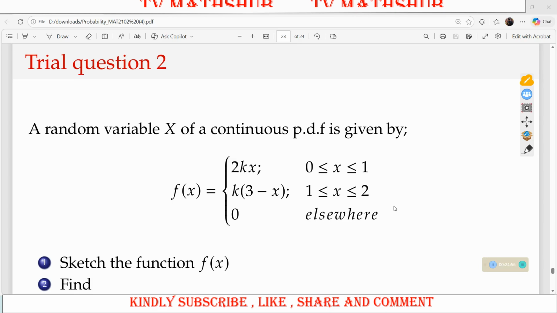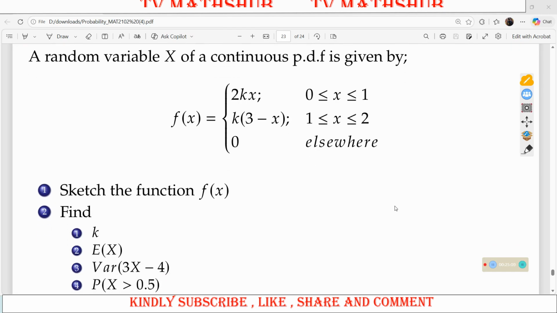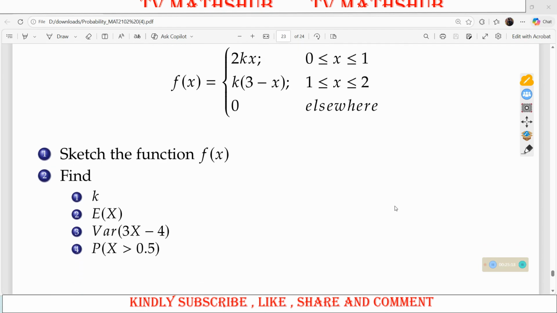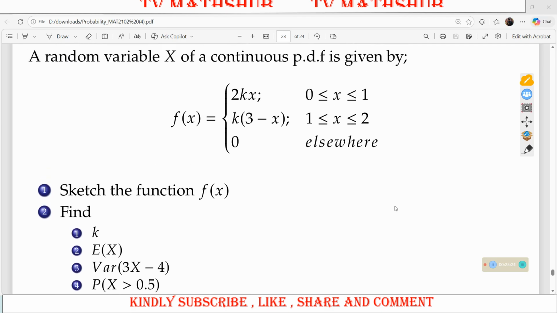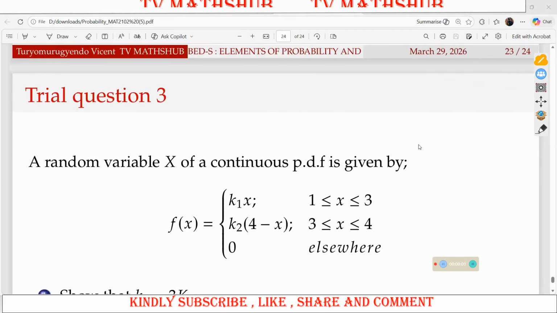Here is trial question number 2, which is actually similar to what we have done already. So this is trial question number 2. I hope this is also okay. Please put it down, try it, try to get the answers. So you will try out this question as well.